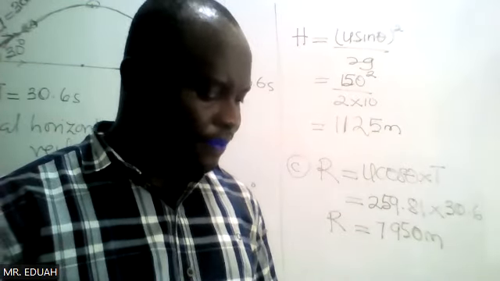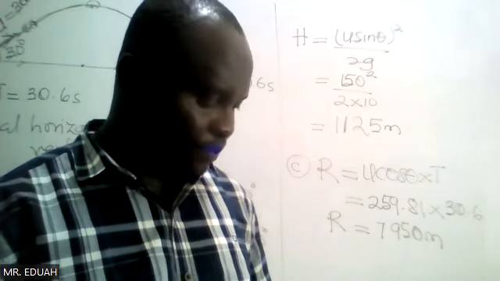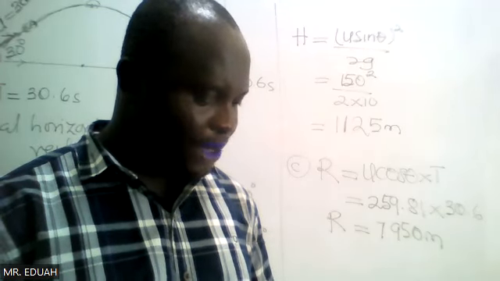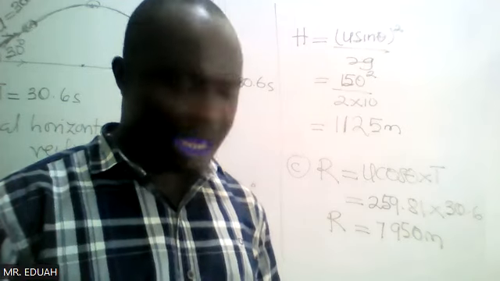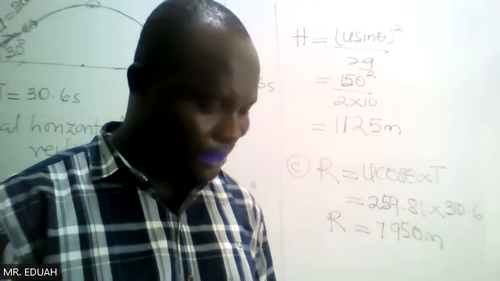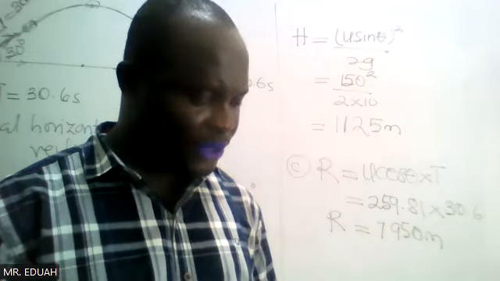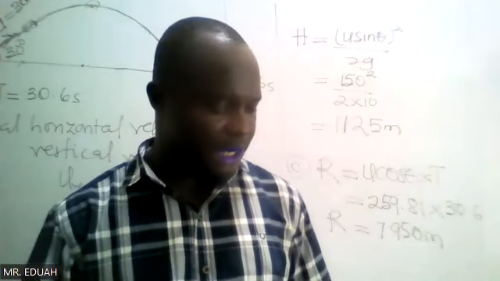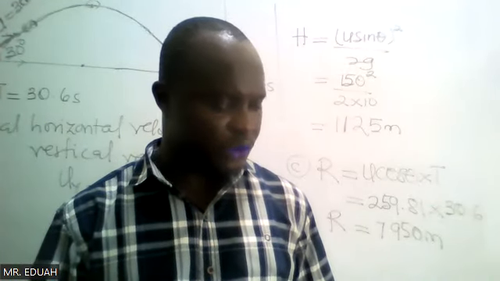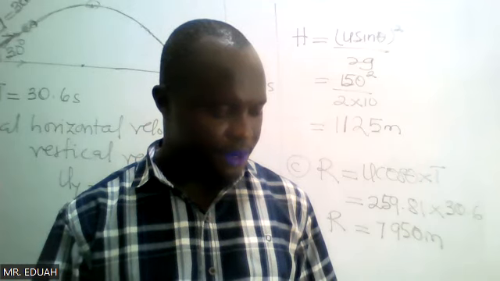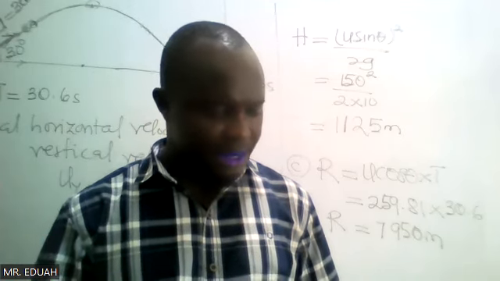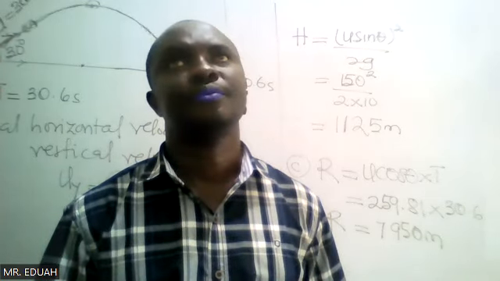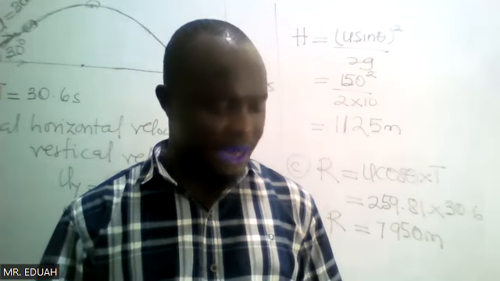A particle is projected at 29.4 meters per second at an angle of 30 degrees to the horizontal. Calculate A, the total time of flight of the particle.